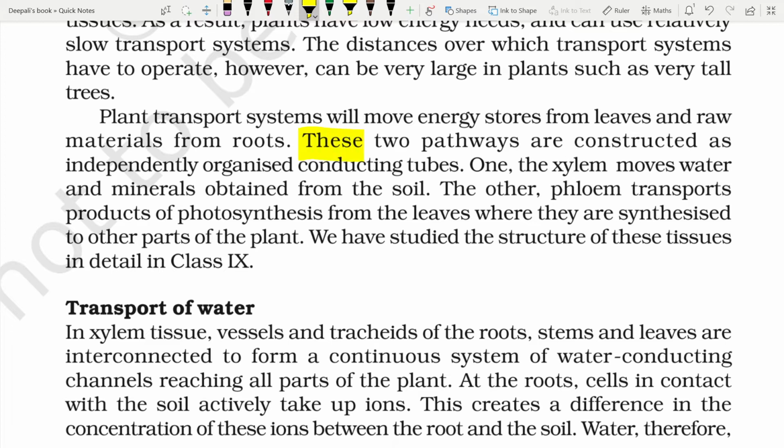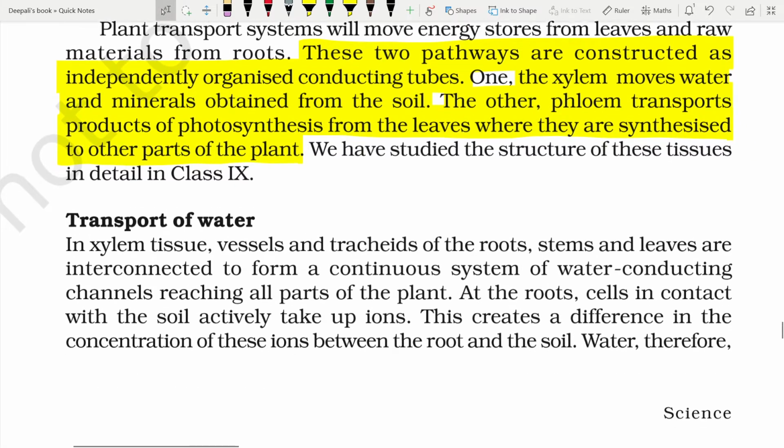So, the two systems which are responsible for the transport of materials in the plant body are the xylem and the phloem system, or the xylem conducting tissue and the phloem conducting tissue. The xylem is responsible for transport of water and minerals, and phloem is responsible for transporting the material synthesized during photosynthesis in the leaves. Transport of water.